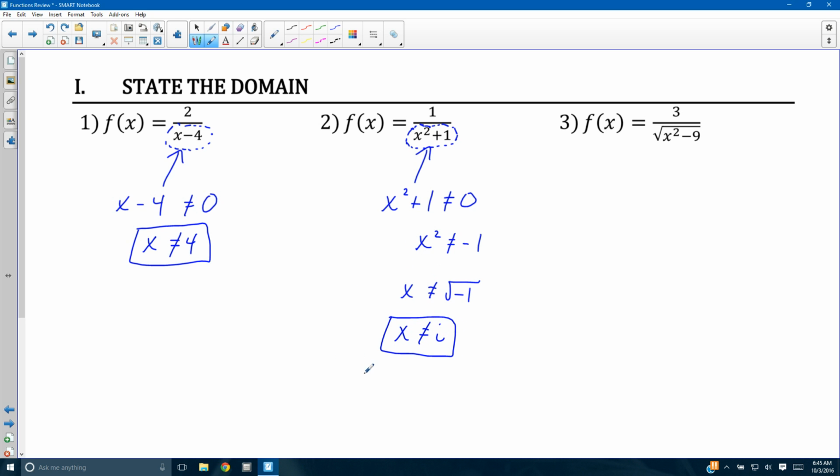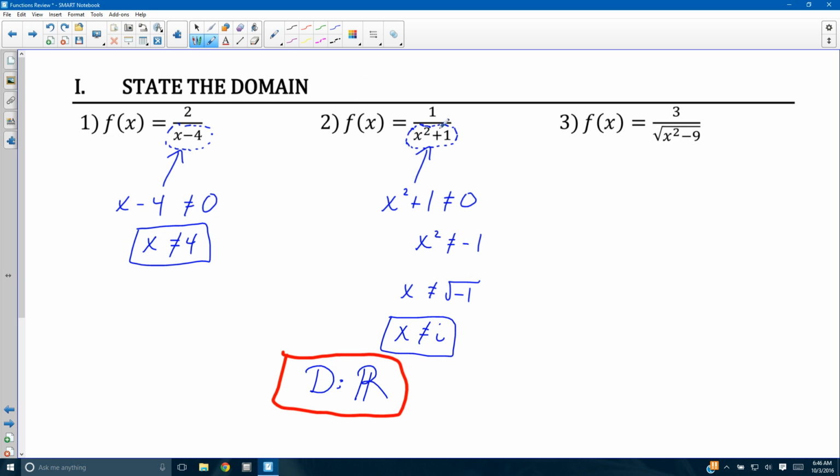Otherwise, your domain is just all real numbers. In this case, I'm sure that you're more inclined to just put all real numbers because we're talking about points that we can graph, points that we can actually place on a number line, or on a real number line. In this case, there's nothing there. But yes, square root of negative 1 is just this term i representing an imaginary number.